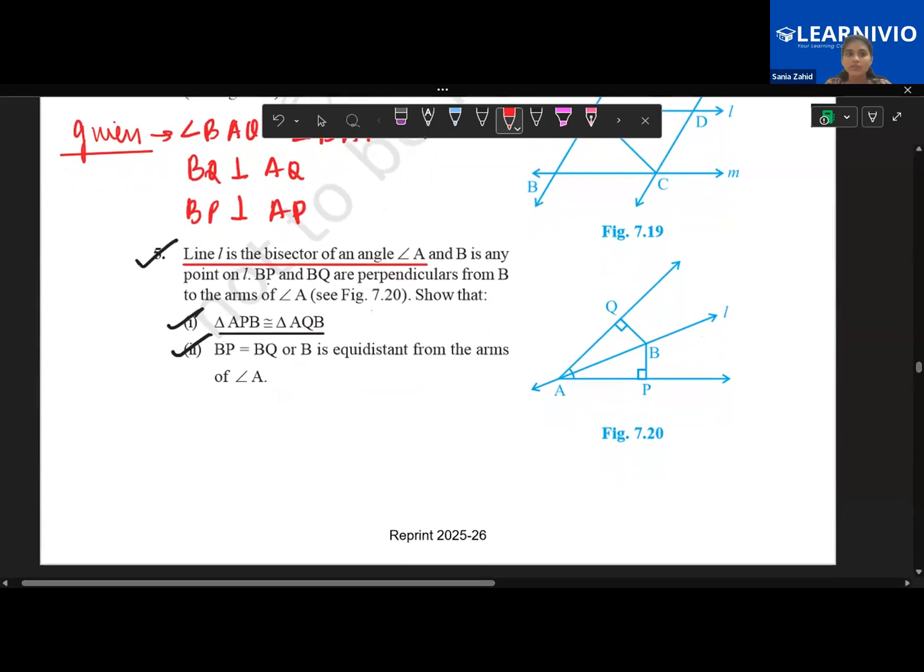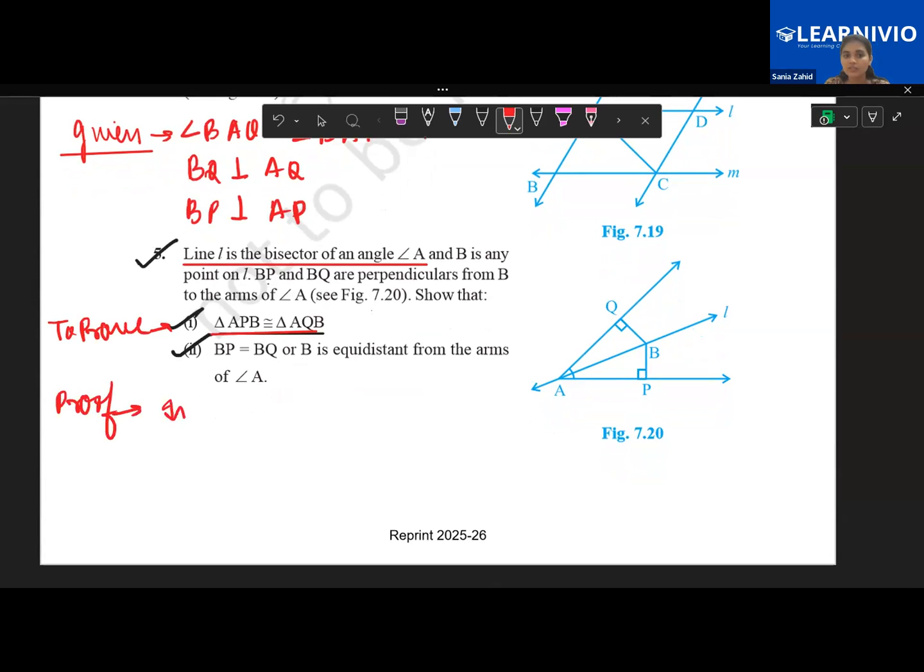And now what do you have to prove? This part. So this thing you will write in to prove. Write this statement. Then you will start the proof. So the proof will be in triangle APB and triangle AQB.